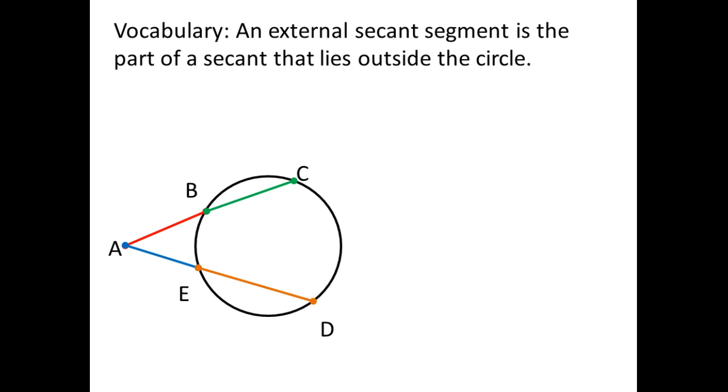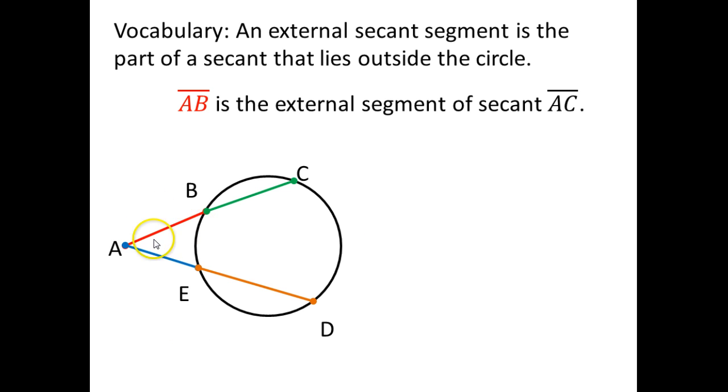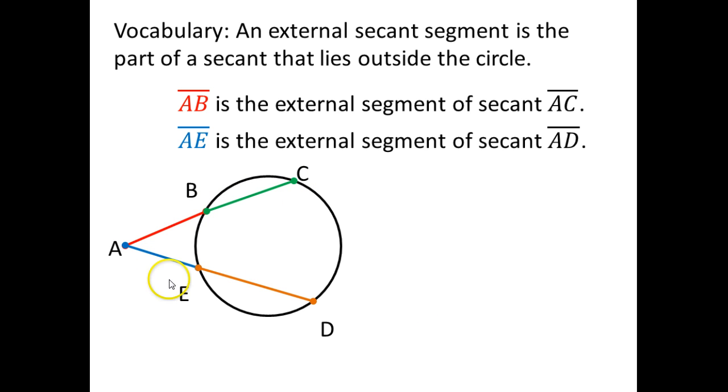An external secant segment is the part of a secant that lies outside the circle. So AB is the external segment of AC, and AE is the external segment of AD.